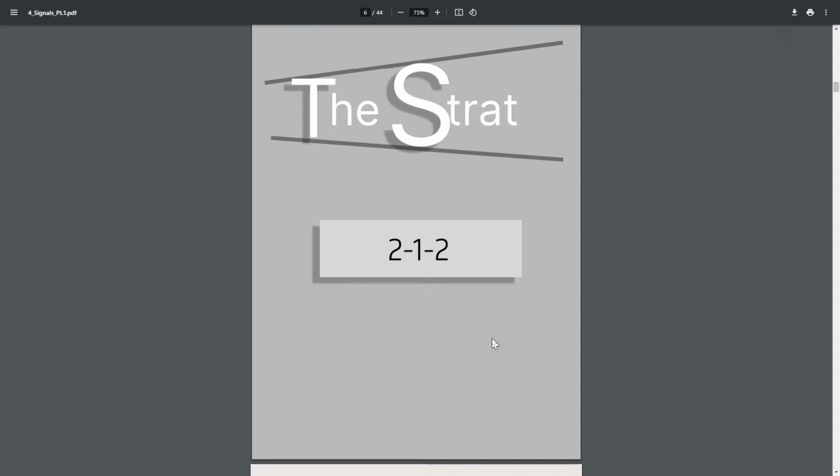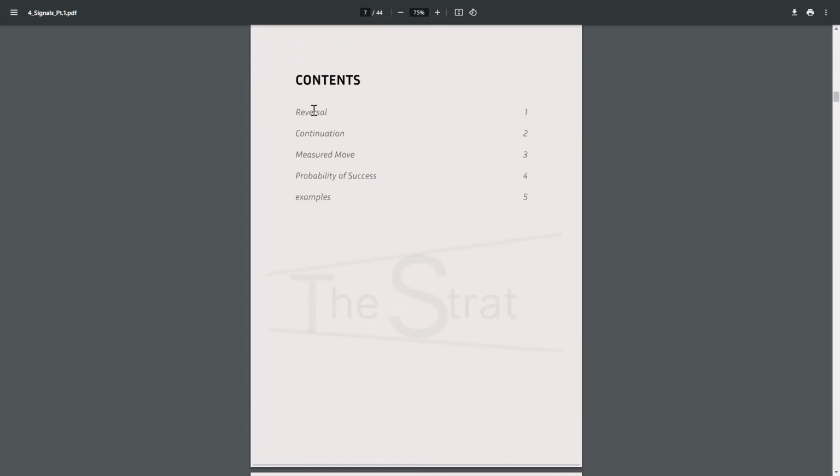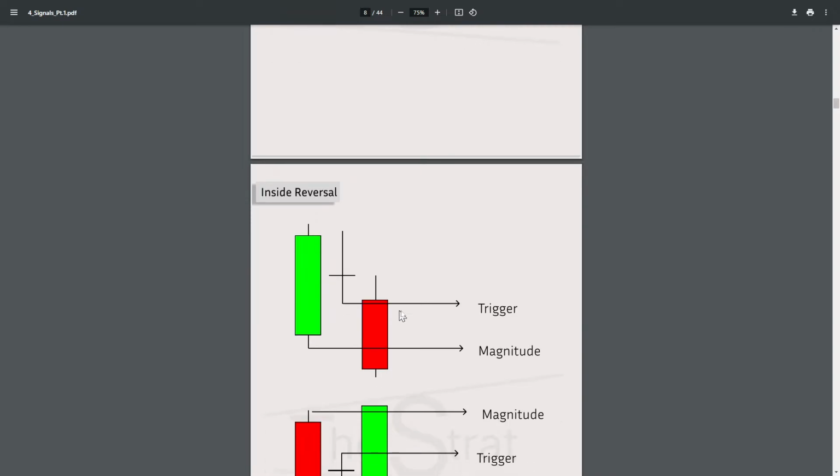So the first actionable signal is a 2-1-2, which is an inside bar break. They can be reversals or continuations, or like we just mentioned, the measured move, which may or may not have an actual target, but we can expect price to move because of the aggressiveness of the buyers or sellers. Probability of success and some examples.